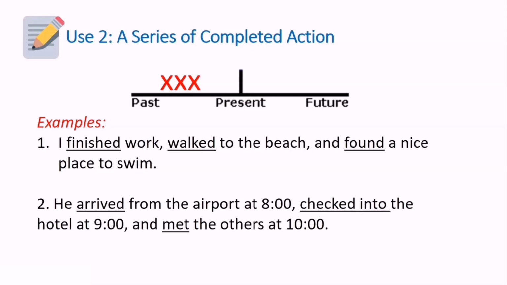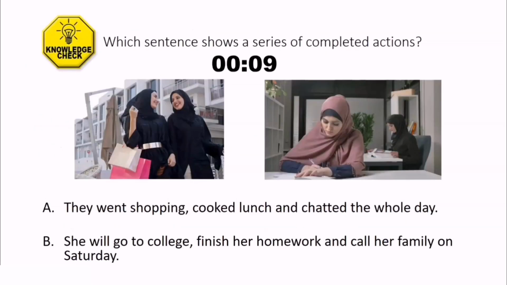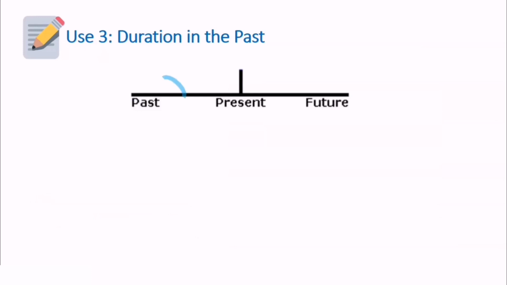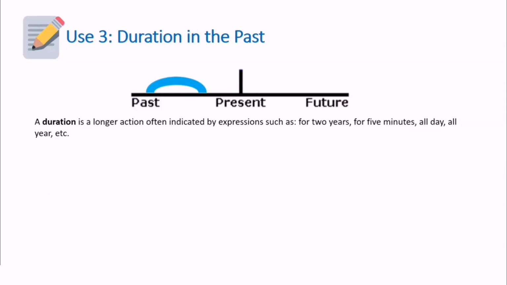Knowledge check. You are correct. The answer is letter A. The simple past can be used with a duration which starts and stops in the past. A duration is a longer action, often indicated by expressions such as for 2 years, for 5 minutes, all day, all year, and so forth.